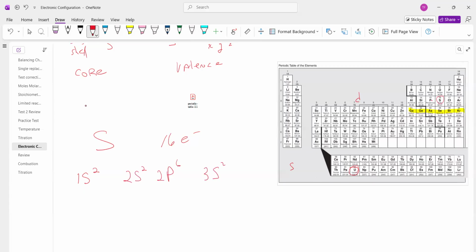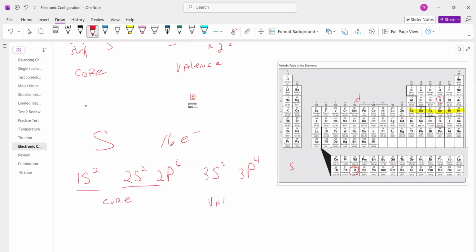2 there. And how many are left over? 4. So that would be the electronic configuration for sulfur. So this is valence, core.